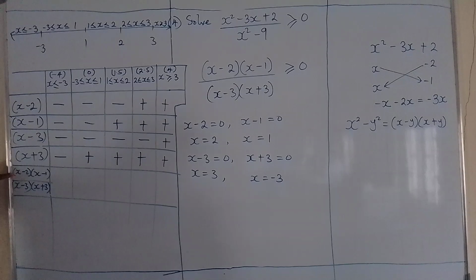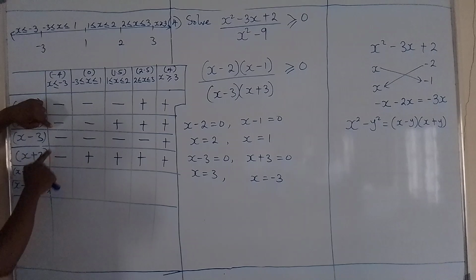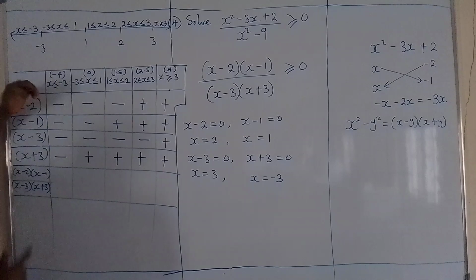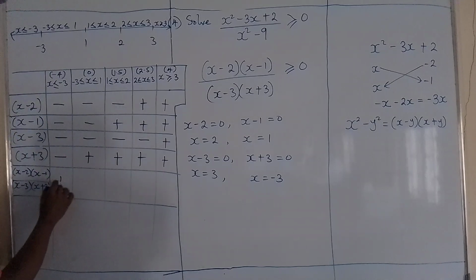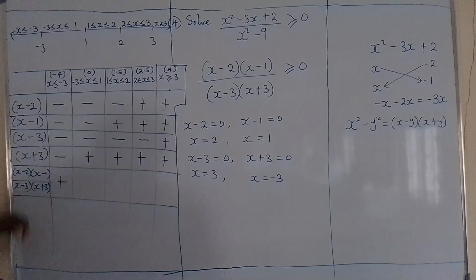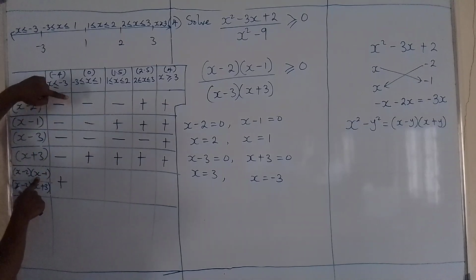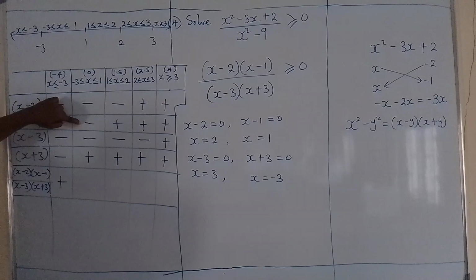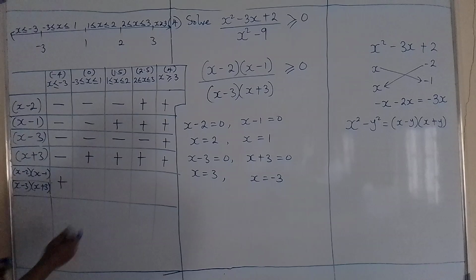Let's see what happens here. This bracket times this bracket simply means this times this, which is positive. That's negative times negative, positive. And then for the denominator, this times this simply means negative times negative, which is positive. So what we are having is positive divided by positive, which is positive. For this other one, this bracket times this bracket means negative times negative, that's positive for the numerator. Then for the denominator, negative times positive, that's negative. So we are having numerator positive divided by negative, that's negative.